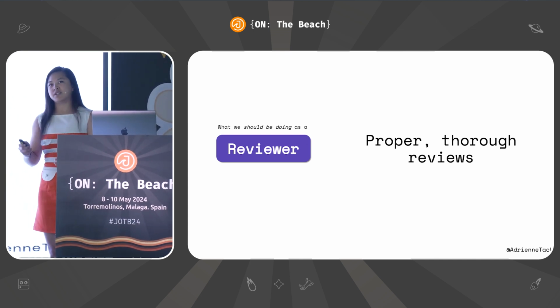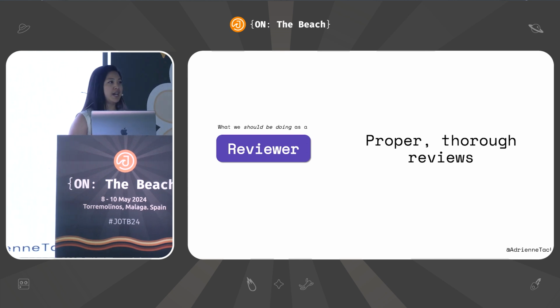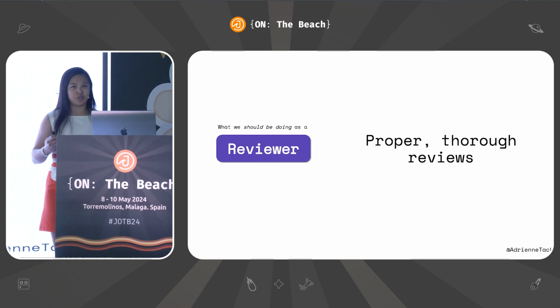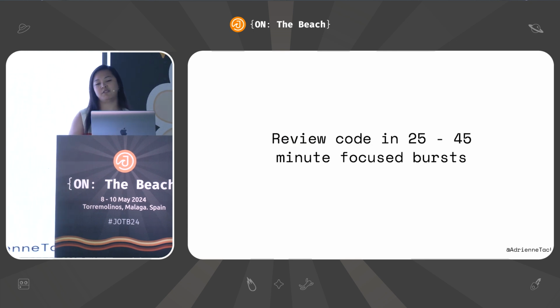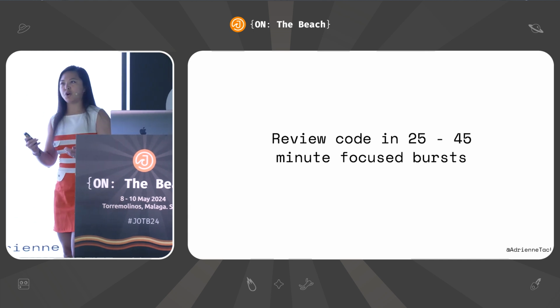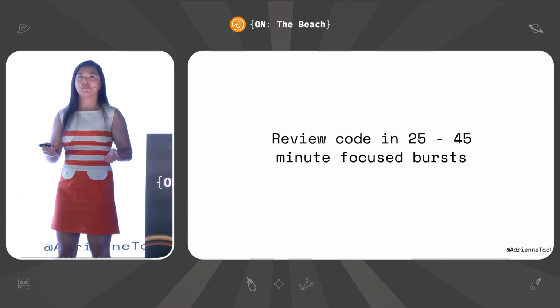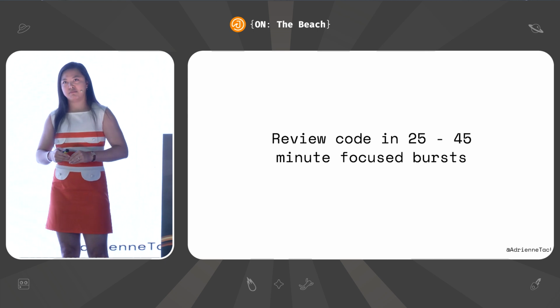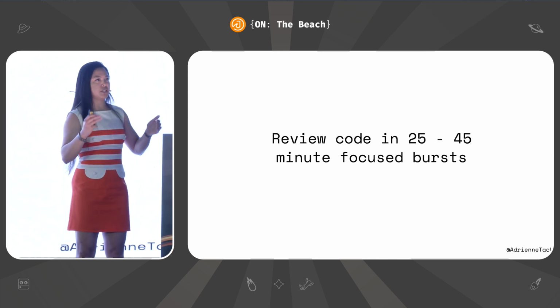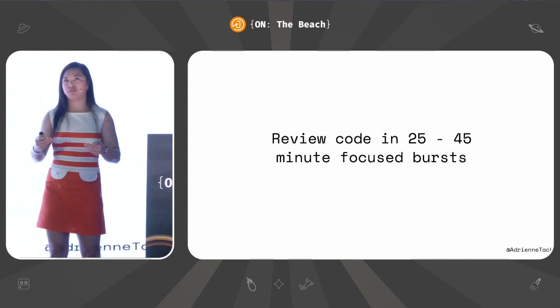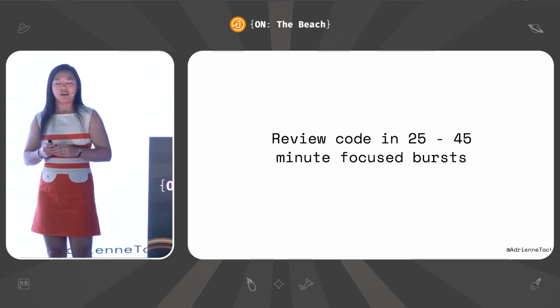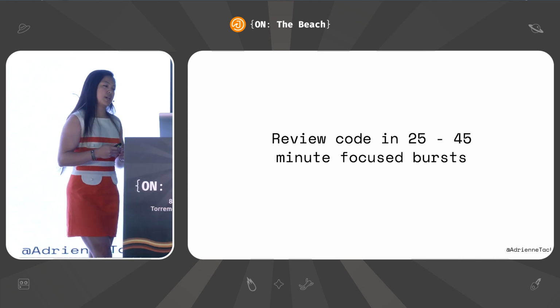The next thing we should be doing is proper, thorough reviews. So yes, there is a responsibility to the author, we'll get there, but it is also our responsibility to actually give it a proper review. So how do we do that? One study says that if we review code in 25 to 45-minute focused bursts, we are actually able to give code reviews proper time. Because anything after 45 minutes, they find that the human just tends to get more weary. They get less focus, and they have less ability to focus on what is actually happening.